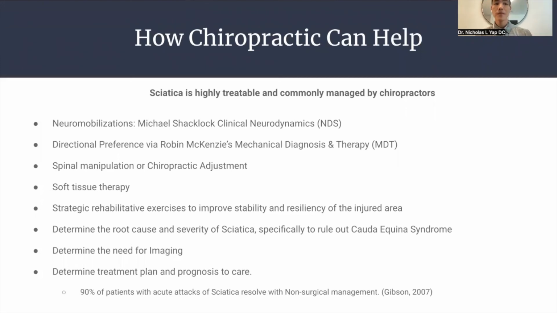However, there are some markers in X-rays that, when we pair them with our clinical presentation, can help us make a very strong case if we suspect somebody is having a disc herniation. And then finally, after all of that, as part of our comprehensive history and examination, we then help determine a treatment plan and speak to you about our prognosis of care moving forward.